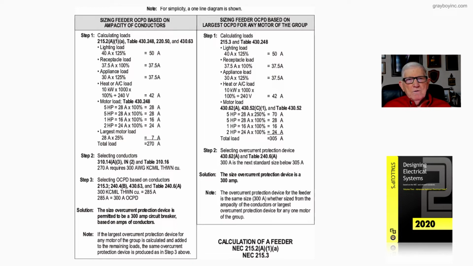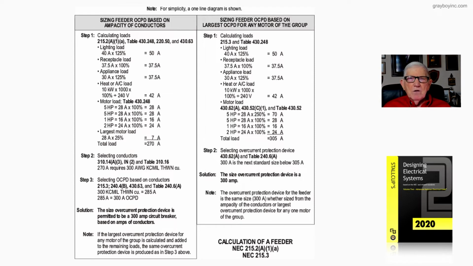And notice 215.2(A)(1)(a), table 430.248, 220.50, and 430.63 is applicable here. And notice the lighting load. It's continuous, so 40 amps times 125% is 50. The receptacle load is already, demand's been applied to it, and it's 37.5 at 100%, non-continuous. The appliance load, though, is continuous, as we saw. 30 amps times 125%, 37.5.